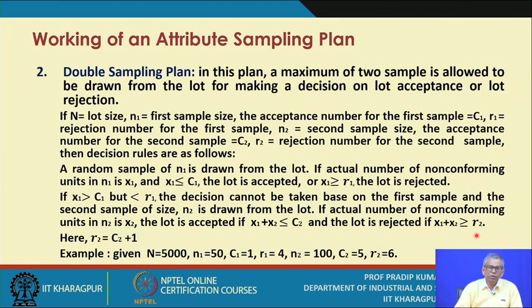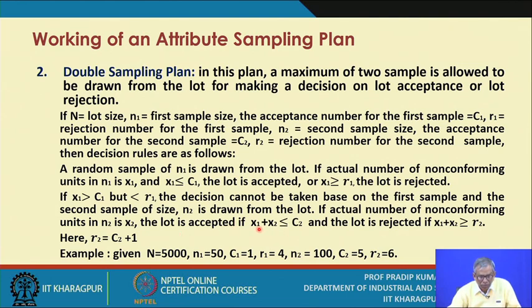basically the actual number of non-conforming units in the first sample. You cannot take a decision based on the number you get in the first sample, so that's why you have drawn the second sample. Again, in the second sample you count the number of non-conforming units, and that value is x2. Now you add x1 plus x2. If you find that x1 plus x2 is greater than or equal to R2, the rejection number for the combined sample, you are going to reject the lot.